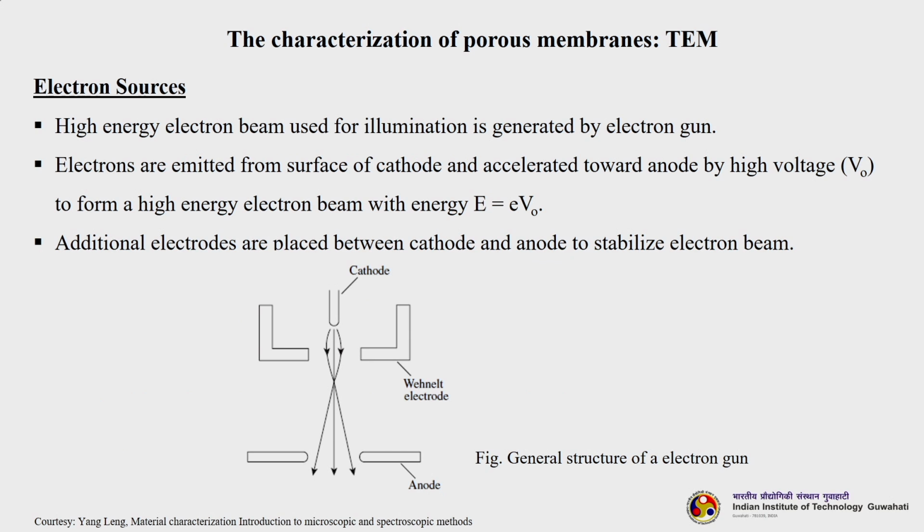So, let us understand the different electron sources. The high energy electron beam used for illumination is generated by an electron gun. Electrons are emitted from the surface of the cathode and accelerated toward the anode by high voltage to form a high energy electron beam with energy E equals eV0. Here V0 is the voltage, and additional electrodes are placed between cathode and anode to stabilize the electron beam. So, this is how the electron gun looks.